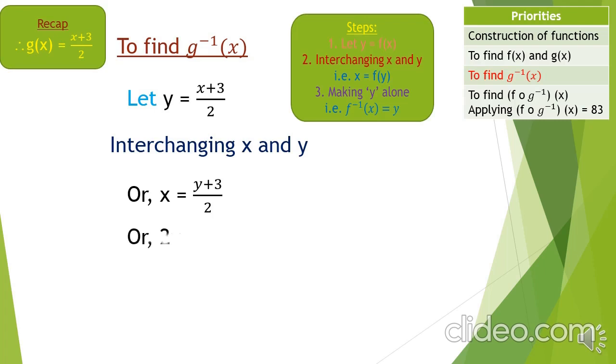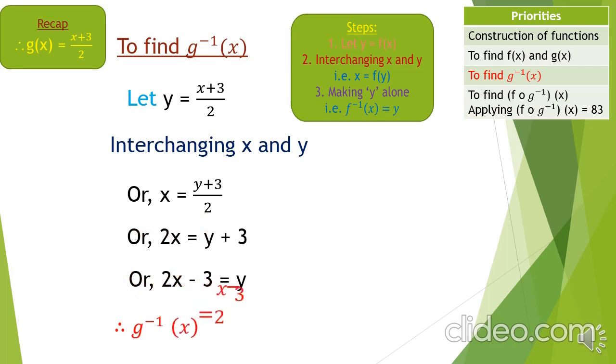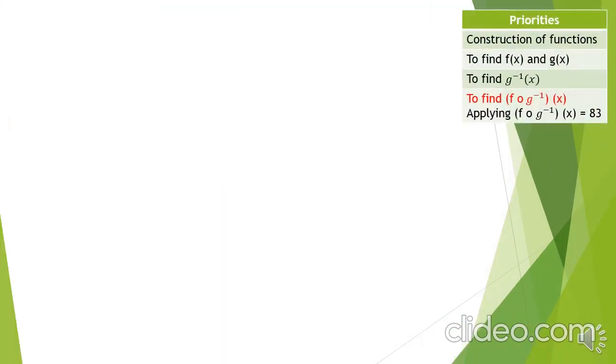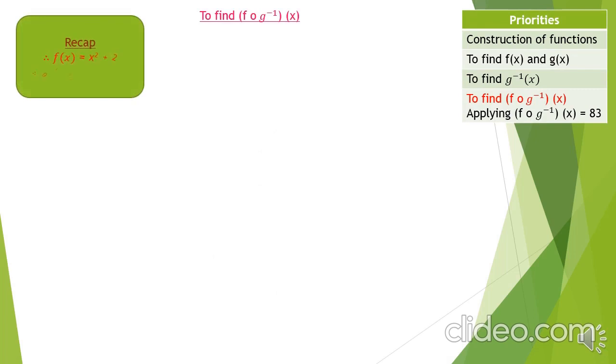or x is equal to 2x plus 3, interchanging and making y alone. And then that y alone will be the g inverse x. Why did we find g inverse? Why not f inverse? Because we have the composite of g inverse and f, to find the composition of g inverse and f. So recap, what we did: we have f(x) equal to x square plus 2, and we need g inverse x, 2x minus 3, which we found in the previous slide. So let's move forward.